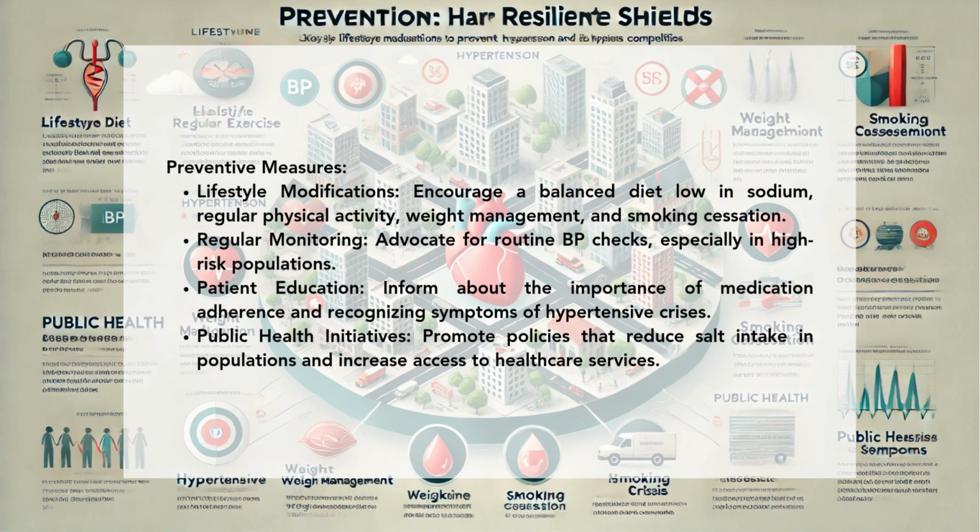Prevention, building resilient shields. Preventing hypertension and its complications is akin to fortifying our defenses against inevitable storms. Preventive measures, lifestyle modifications: encourage a balanced diet low in sodium, regular physical activity, weight management, and smoking cessation. Regular monitoring: advocate for routine BP checks, especially in high-risk populations. Patient education: inform about the importance of medication adherence and recognizing symptoms of hypertensive crises. Public health initiatives: promote policies that reduce salt intake in populations and increase access to healthcare services.